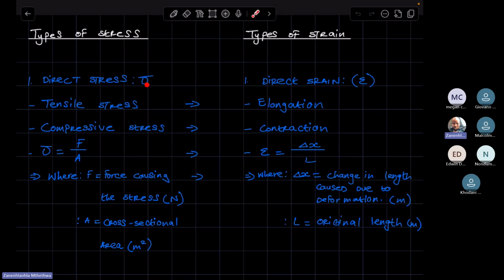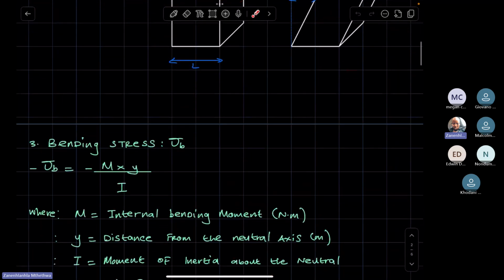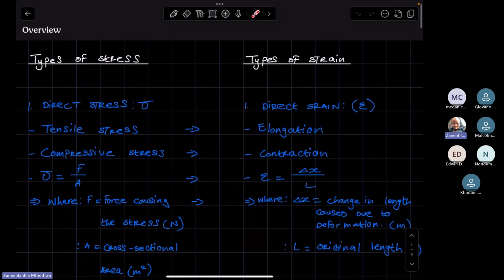So if you come across a question where they ask you to name at least two or three types of stresses, the correct answers are direct stress, shear stress, as well as bending stress. You will not be getting marks if you say tensile stress, compressive stress, because tensile stress and compressive stress, for instance, both fall under direct stress.